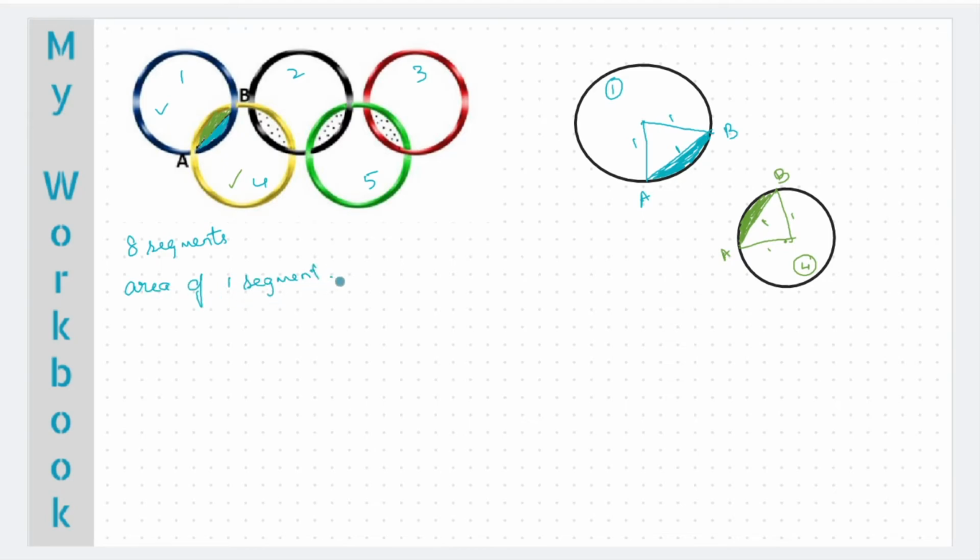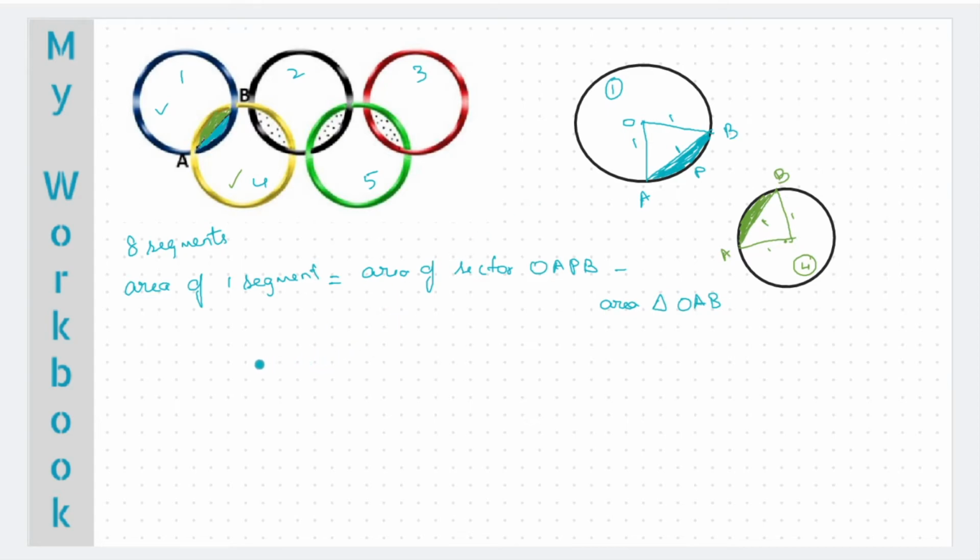It will be area of this sector OAPB, area of sector OAPB minus area of triangle OAB. So let's find the area of this blue region in circle number 1.